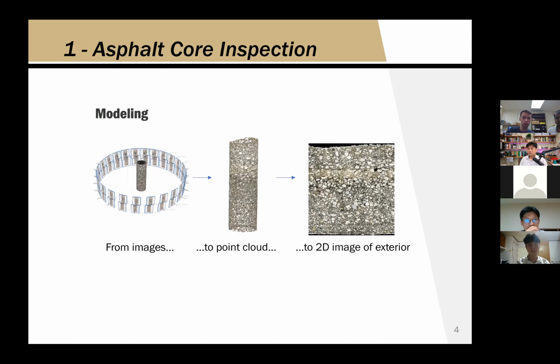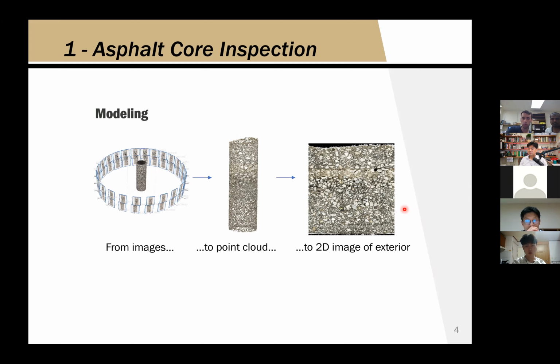We developed a process where we would use images and photogrammetric reconstruction to create a 3D point cloud of the core. We'll use images to create a 3D point cloud of the core. And from that 3D point cloud, we'd unwrap that point cloud to create a 2D image of the exterior of the core.